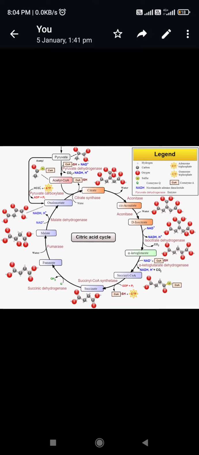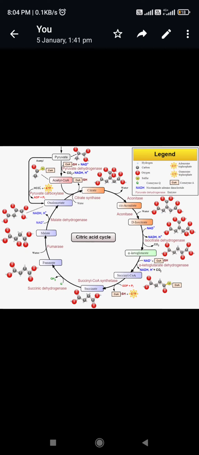So this is the respiratory cycle which takes place in mitochondria, and this cycle is named after the scientist who discovered the cycle. He is a biochemist, Hans A. Krebs. That's why it is otherwise called the Krebs cycle.